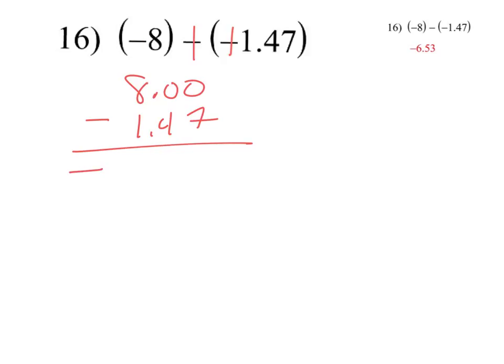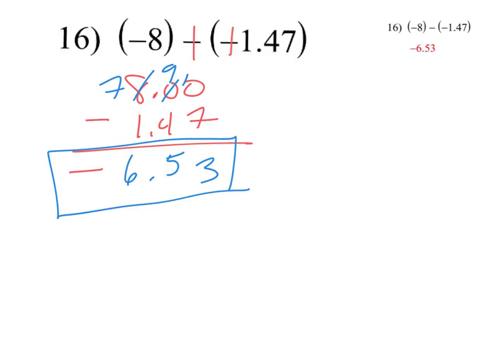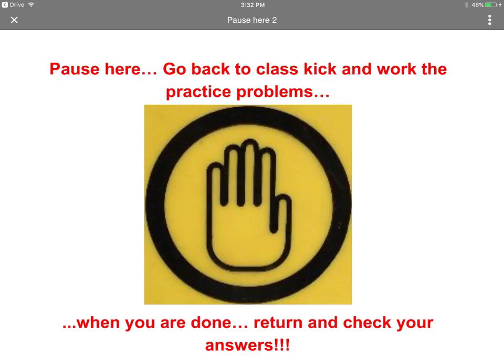So lots of borrowing fun going on, right? 8 becomes a 7. This 10 becomes a 9. Here we have 10. 10 minus 7 is 3. 9 minus 4 is 5. Bring down your decimal. 7 minus 1 is 6. Negative 6.53. Pause. Your turn to head into class kick and work one.